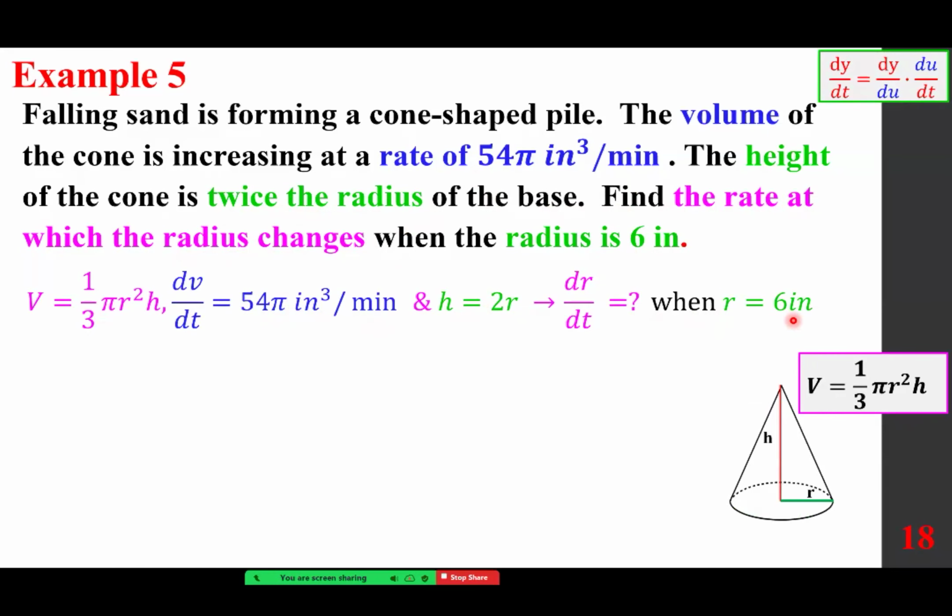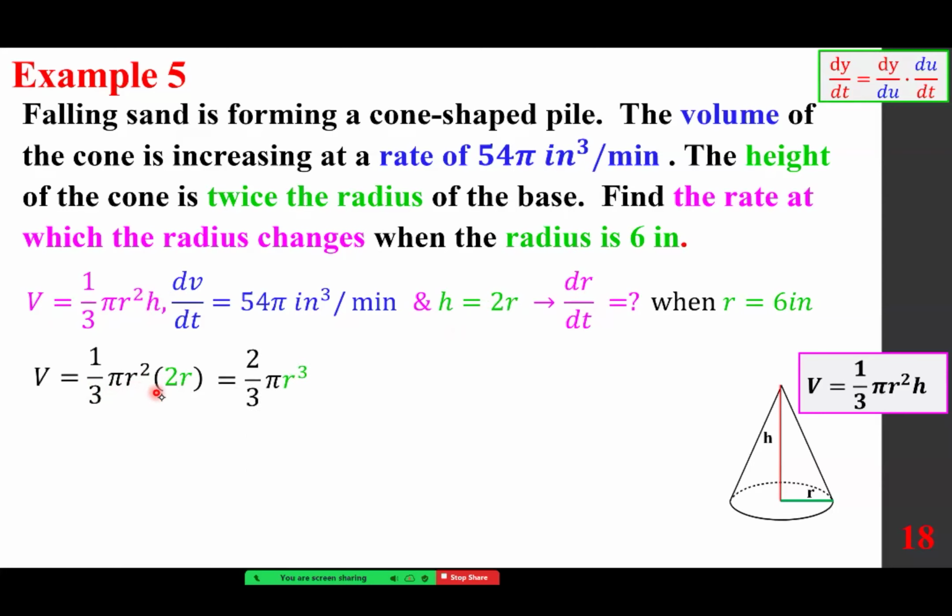Now, we need to find dV/dt, which means we're going to differentiate this with respect to time. However, before we do that, we notice there are two variables, r and h. Since we want dr/dt, we are going to replace the h with 2r. If the question was asking for dh/dt, we would replace the r, and r is h over 2. So let's replace the h with 2r. The product gives us 2/3 pi r cubed.